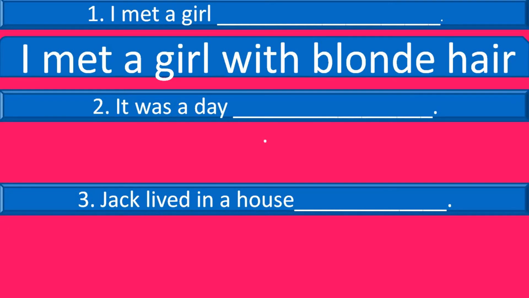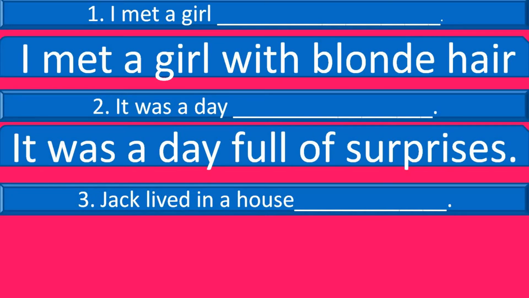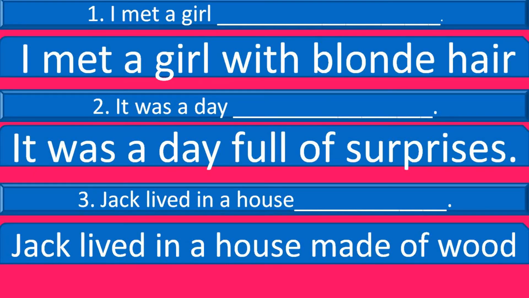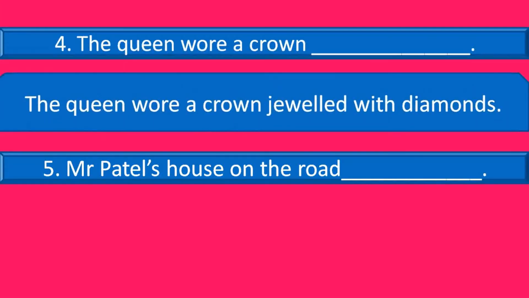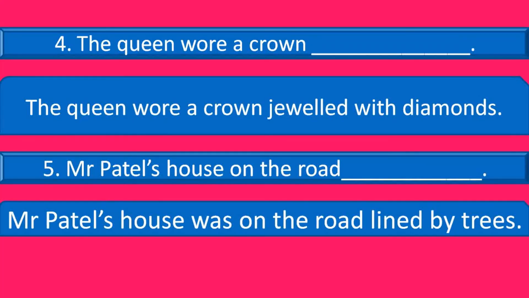It was a day Dex. Answer is it was a day full of surprise. Next question. Jack lived in a house Dex. Answer is Jack lived in a house made of wood. Next question. The queen wore a crown Dex. Answer is the queen wore a crown jeweled with diamonds. Mr. Patel's house on the road Dex. Answer is Mr. Patel's house was on the road lined by trees.